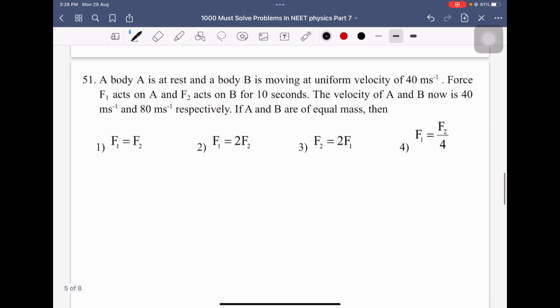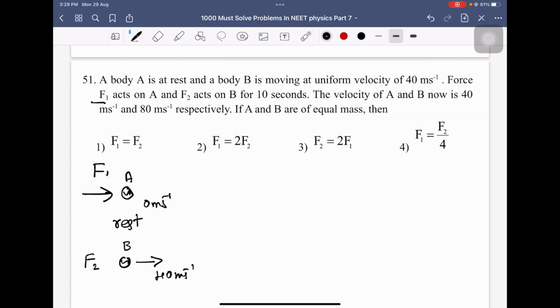Next, question number 51. A body A is at rest. A body B is moving with uniform velocity of 40 meter per second. So velocity of body A initially is 0 meter per second. The force F1 acts on A and F2 acts on B. Force F2 acts on B for 10 seconds.